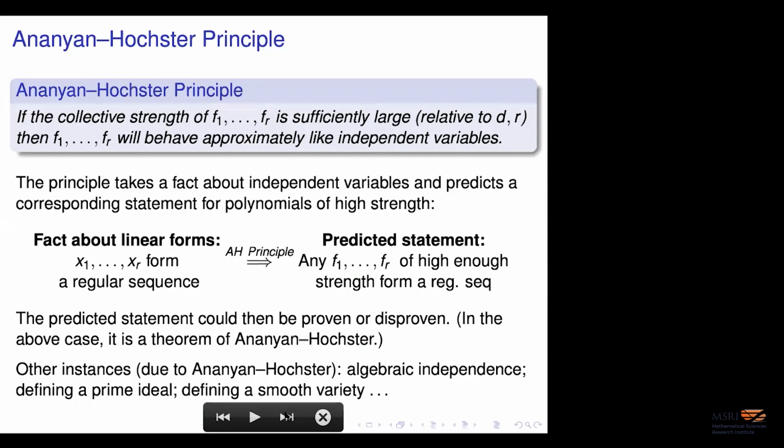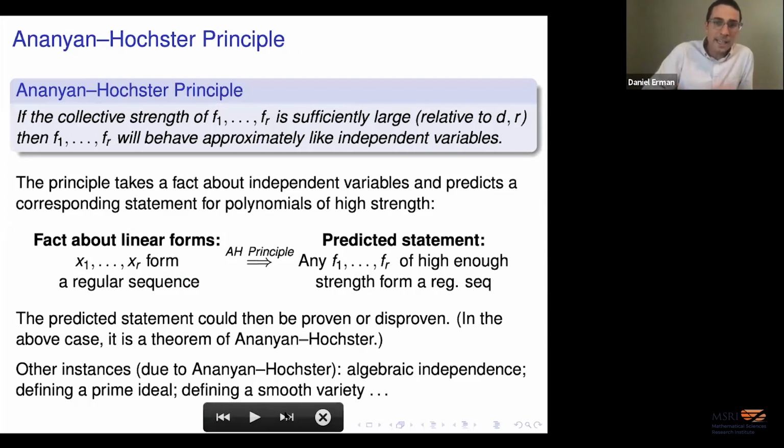Okay, so let me say the idea that, for me at least, captures one of the key ideas in the proof of Stillman's conjecture is something we'll call the Ananyan-Hochster principle. And I want to spend a bit of time on this slide as well. So the idea is that if you have polynomials of high collective strength, then they should behave approximately like independent variables. And I'm going to call this a principle because it's a vague, non-rigorous statement. But it's a way to make predictions for theorems about polynomials of high strength.